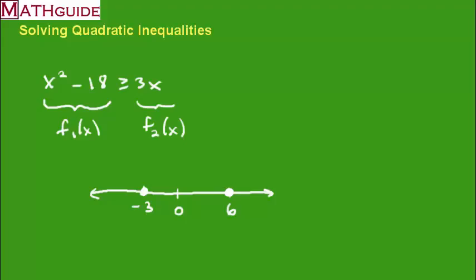And there we have it. So the solutions are values that are to the right of 6 and values that are to the left of -3. This is what it looks like graphically, and we could write this as inequalities also.